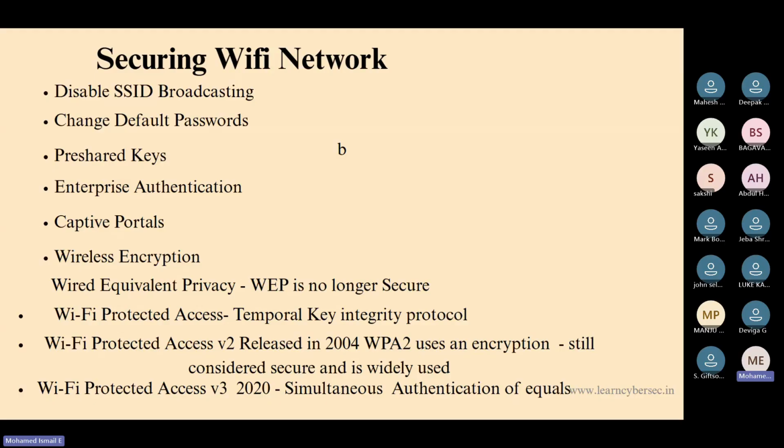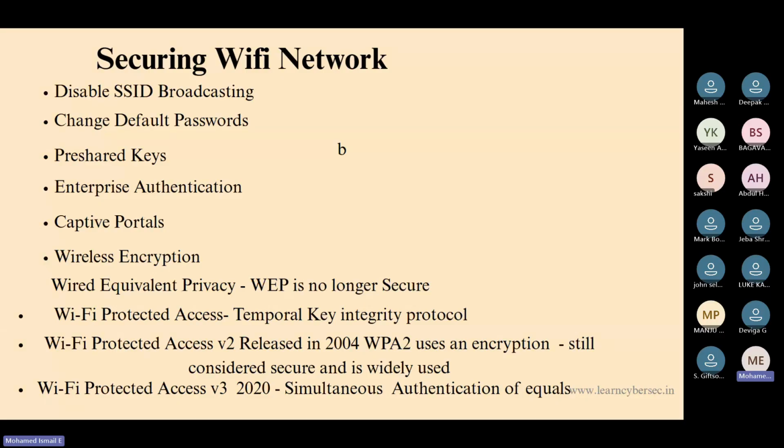If someone steals that Wi-Fi signal and tries to decode it, they only get junk values which cannot be decrypted. So that's why wireless encryption is important. Primarily, we are protecting confidentiality here using wireless encryption.